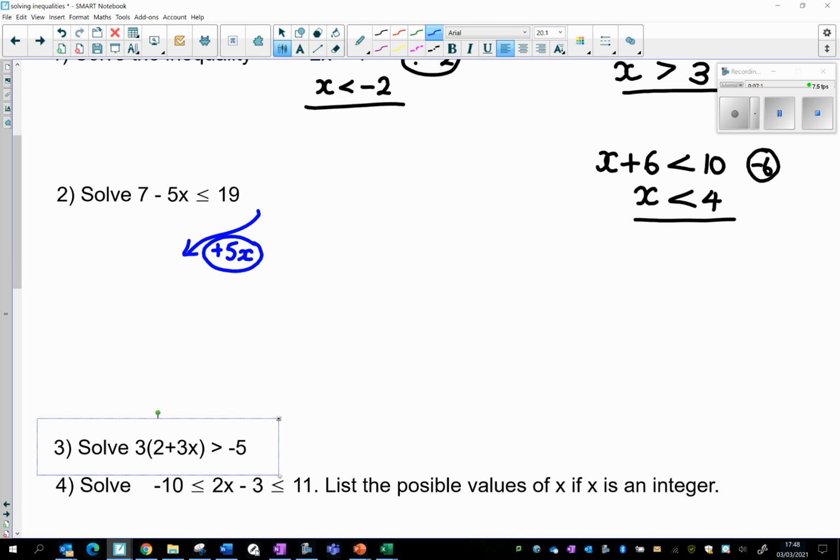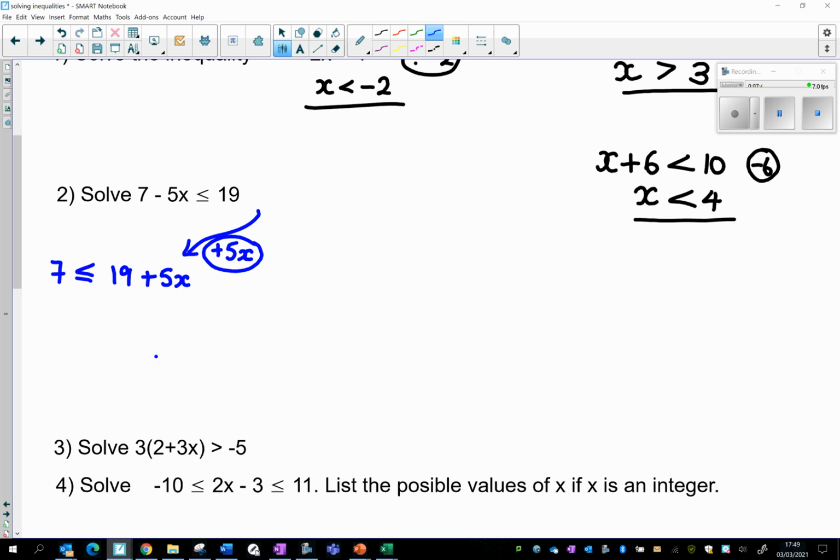So on the left-hand side, if I add 5x, I'm just going to be left with 7. Sorry, that should be an inequality. I copied that wrong. So let's just copy the inequality. Because I'm adding 5x, by the way, there's absolutely no need for me to do anything with that inequality sign. Leave it as it is. I haven't divided or multiplied by a negative number. I've added 5x to the left, and if I add 5x on the right, I get 19 plus 5x.